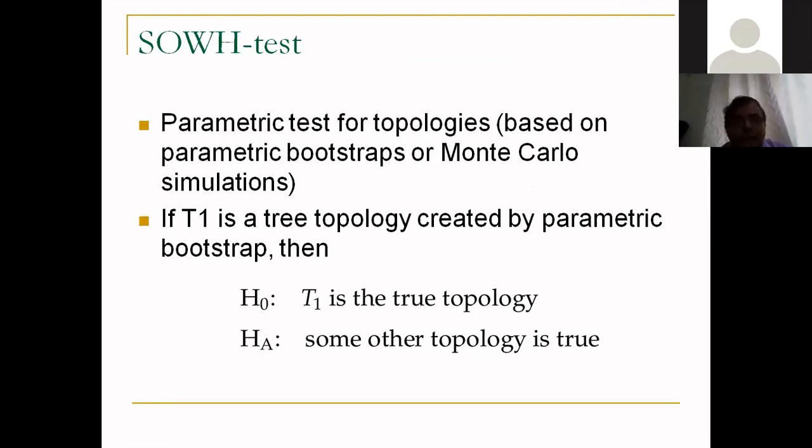This is a very nice test, the SOWH test, which again looks for topology, but it is based on parametric bootstrap values, which is also called Monte Carlo simulations. This is a very nice technique where you can figure out whether the topology of the tree that you have got, where your species is related or is a sister taxa to another known species, is valid or not. So is it true or not? You set a null hypothesis that the topology is true, and then check for alternative topologies in the mix.